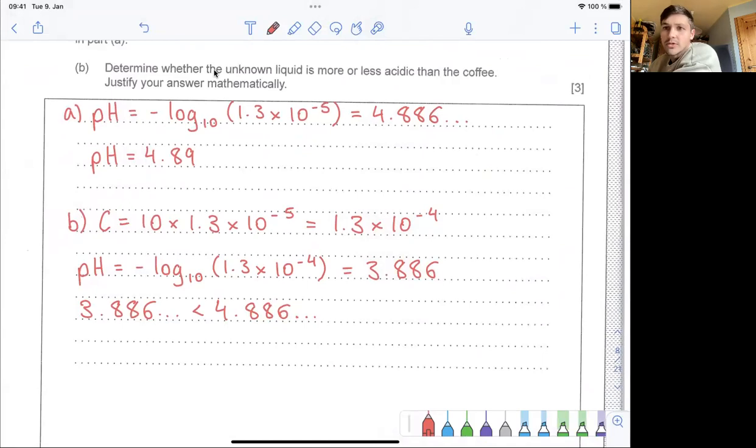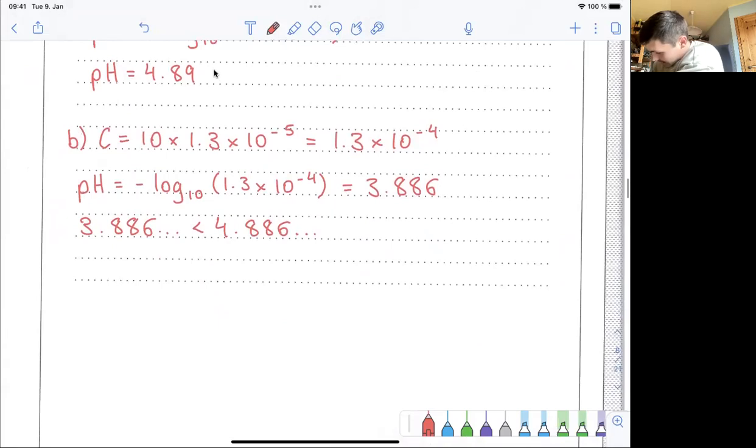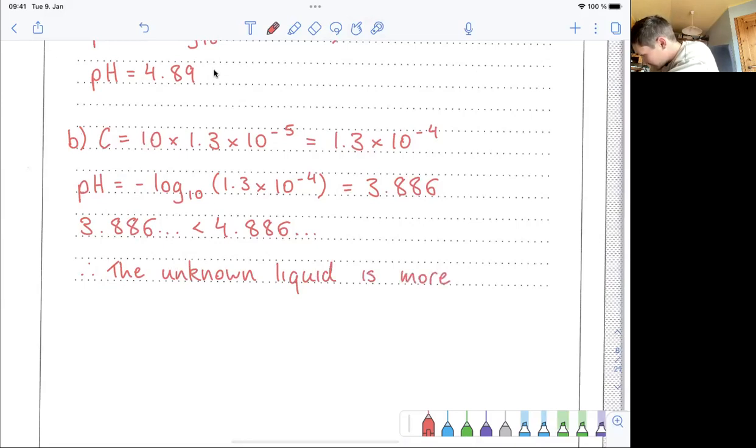So if you're familiar with your chemistry and pH scales, it ranges from 0 to 14, and acidic solutions or liquids are low numbers under 7, so tap water is 7, or neutral is 7, and then above is alkaline and below is acidic. But this is not a chemistry lesson, so we will just say therefore, so these 3 dots again, that means therefore the unknown liquid is more acidic. Okay, there is the answer.